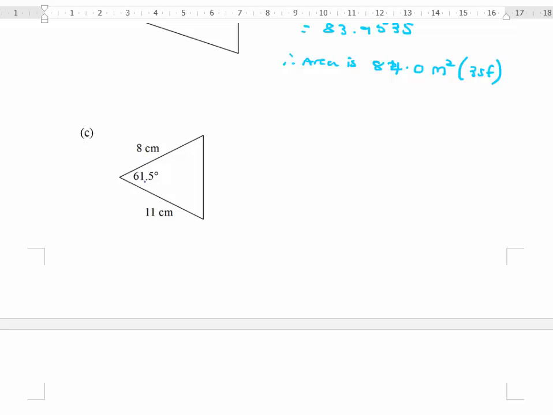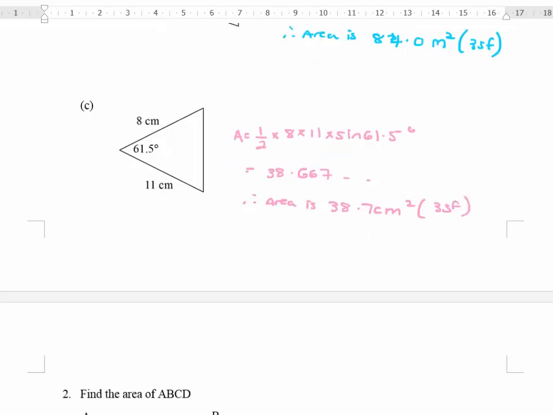Another question, same thing, area equals a half times the two sides and sine of the included angle. And we place it in our calculator, we get, in this case, 38.667 and some numbers. Therefore, area is 38.7 centimetres squared to three significant figures. And that's how easy it is to use it.